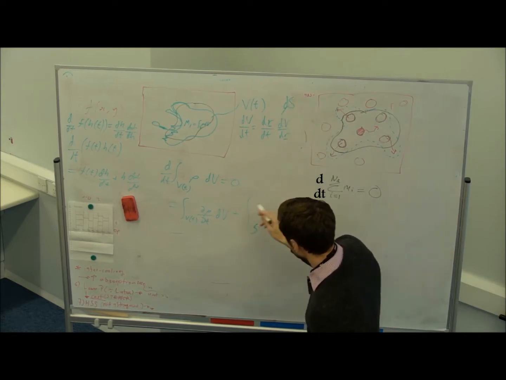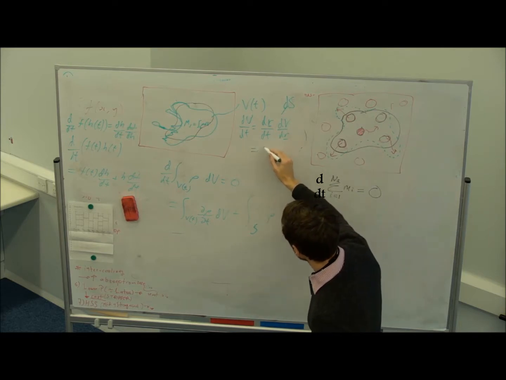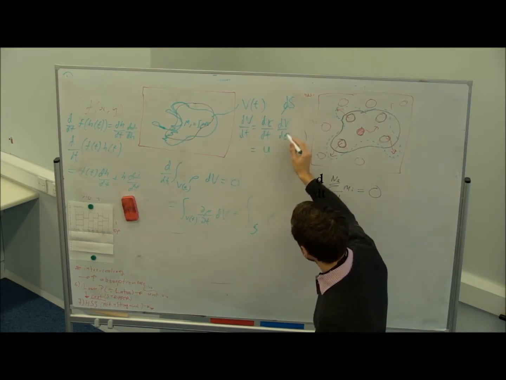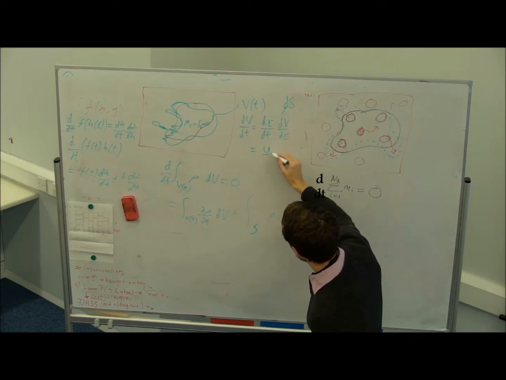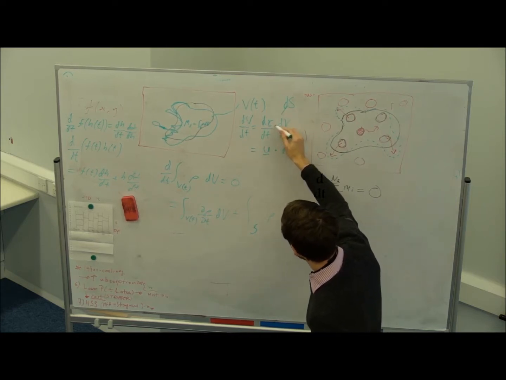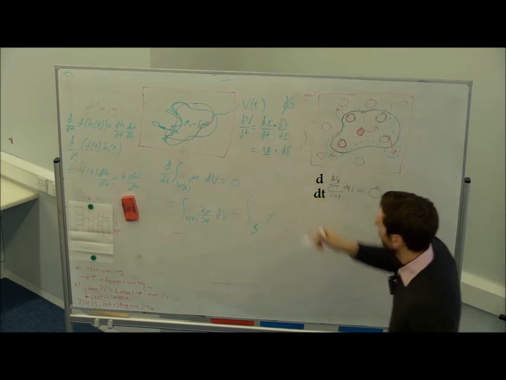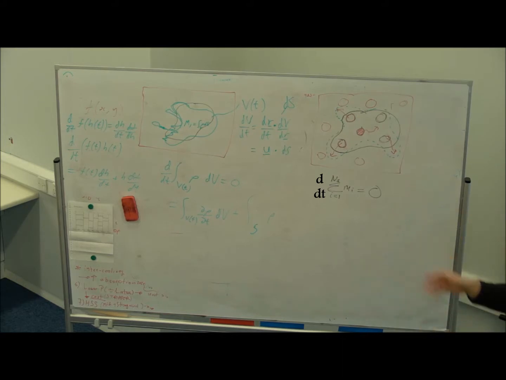So this is an integral then. This becomes an integral over the surface. This expression here becomes u, and this expression here we're going to call dS. So we end up with u, which is a vector, dotted with dS. Sorry, this is a dot product here because we're actually treating the vector directly.